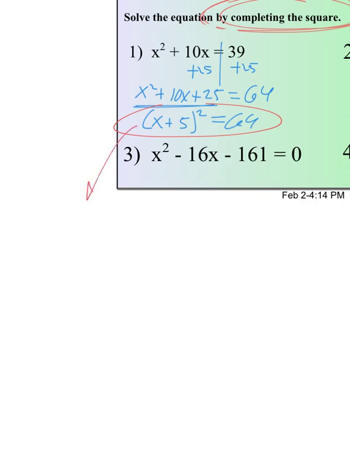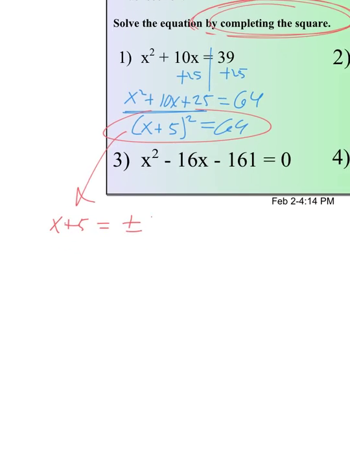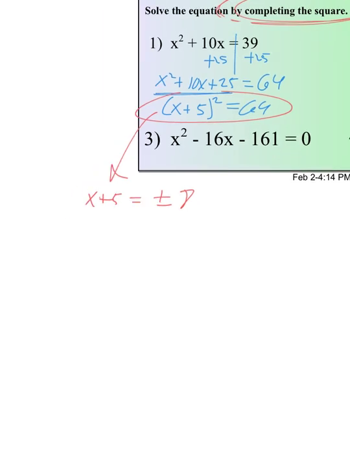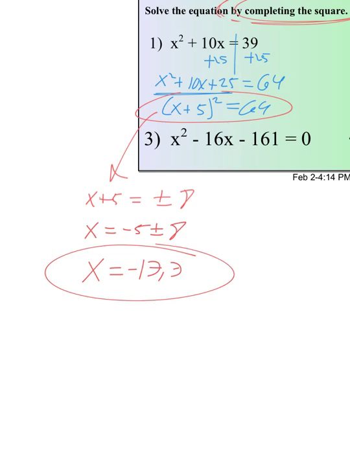Now what do I do? Bring it down here because I got a little more room. I square root both sides. I've got x plus 5 equals positive or negative 8. And now I can subtract 5 from both sides to move it over. So I have x by itself, x equals negative 5 plus or minus 8. I take the high road and the low road. I'll get negative 13 and positive 3 as my answers.